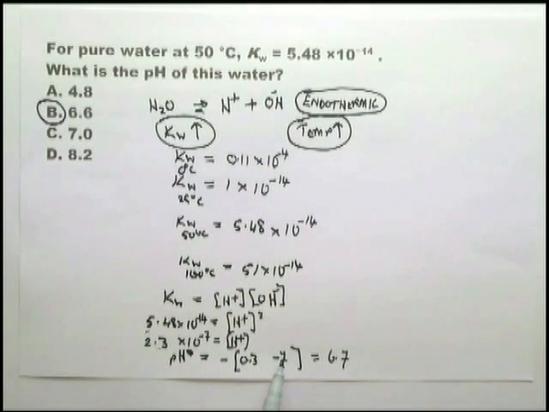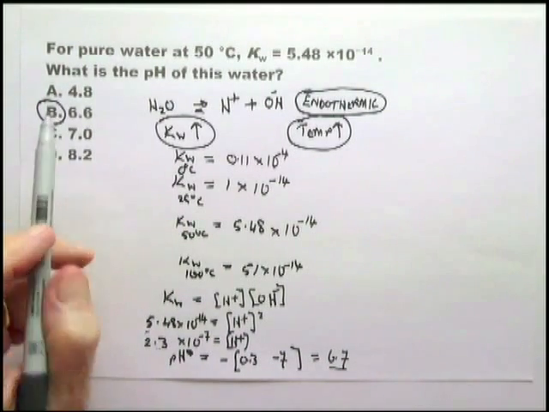So then you do this. It's plus 0.3 minus 7, which comes to minus 6.7. And the pH is minus the log of that. So it comes to 6.7. And then you get 6.6.